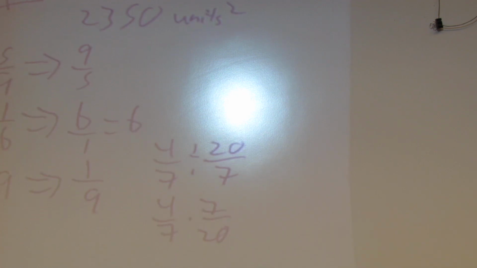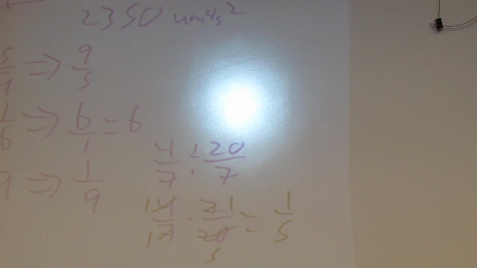When we do that, we can make it easy and simplify. The 7s will divide out and become 1. We can divide 4 and 20 both by 4. So this can go to 1. This would be a 5. Our answer, 1 over 5.